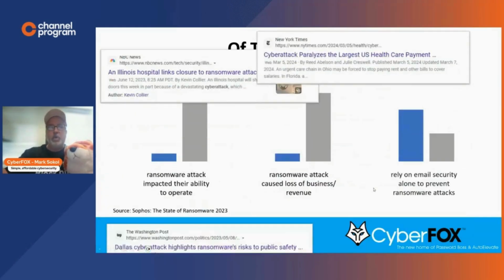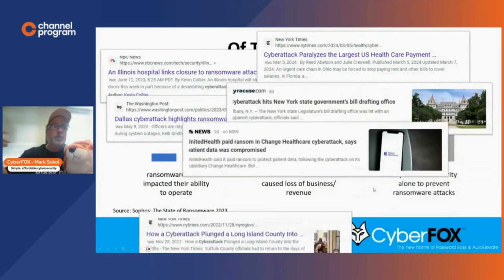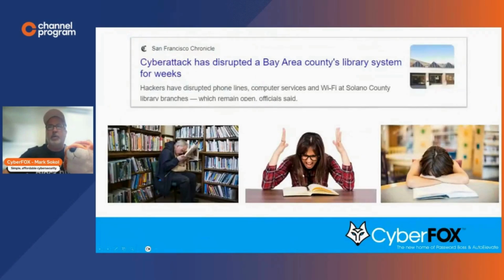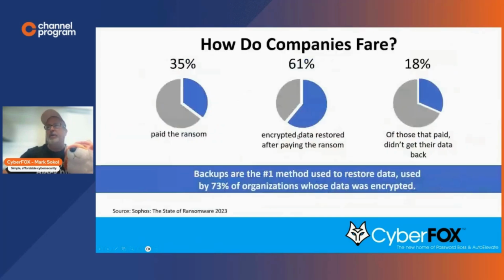And of course, it's all throughout the news, so your customers are seeing what's happening. How are we going to get protected? There are other measures like backups and cyber insurance, but ultimately, it is all over the place. And this is what really got me here. They attacked the library system in San Francisco. Not sure what they got out of it, but the bottom line is everybody is at risk.